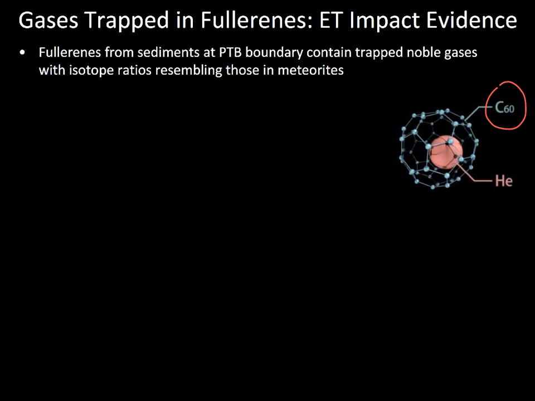You might have also heard of buckyballs. That's the same thing. Buckminster fullerenes, buckyballs, all the same, carbon 60 arranged in this fashion. And how this relates to mass extinction research is that buckyballs have been shown to trap noble gases. So scientists can look at rock from the end Permian and look at the noble gases that are trapped inside buckyballs that formed during that time period, to get an idea of atmospheric composition during that time period.